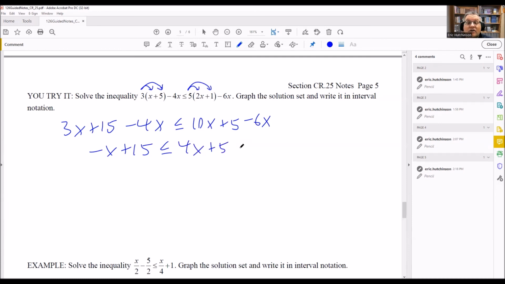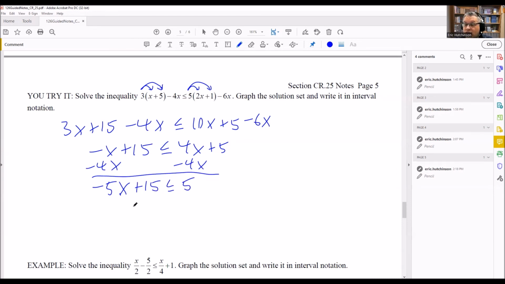We want to get all the x's on one side of the equation, particularly you want to put them on the left-hand side. Now, yes, it would be easier to add x and make it positive, but when you have the x on the right-hand side, sometimes it's harder to know what the final answer is going to be, which direction the inequality symbol goes. This is why I always move everything over to the left-hand side. So I have negative x minus 4x is negative 5x plus 15 is less than or equal to 5.